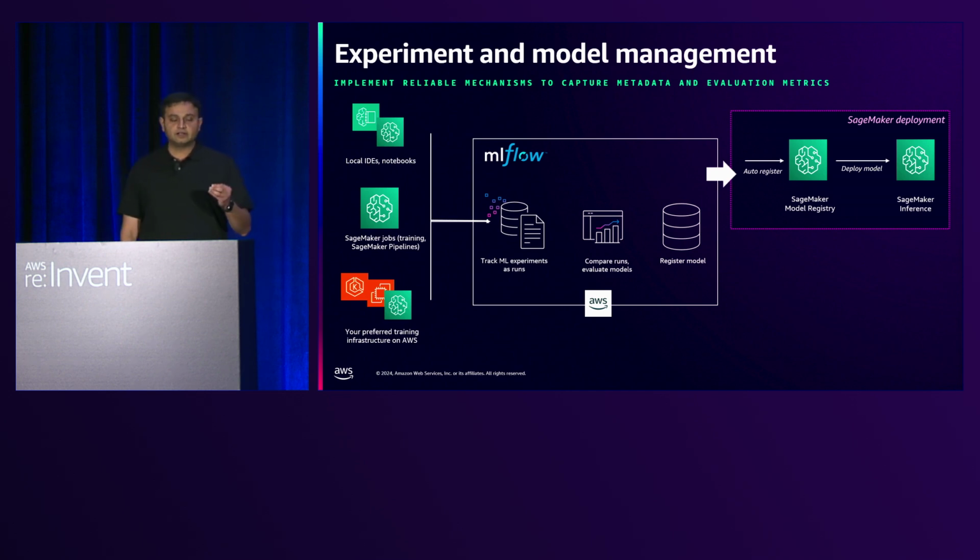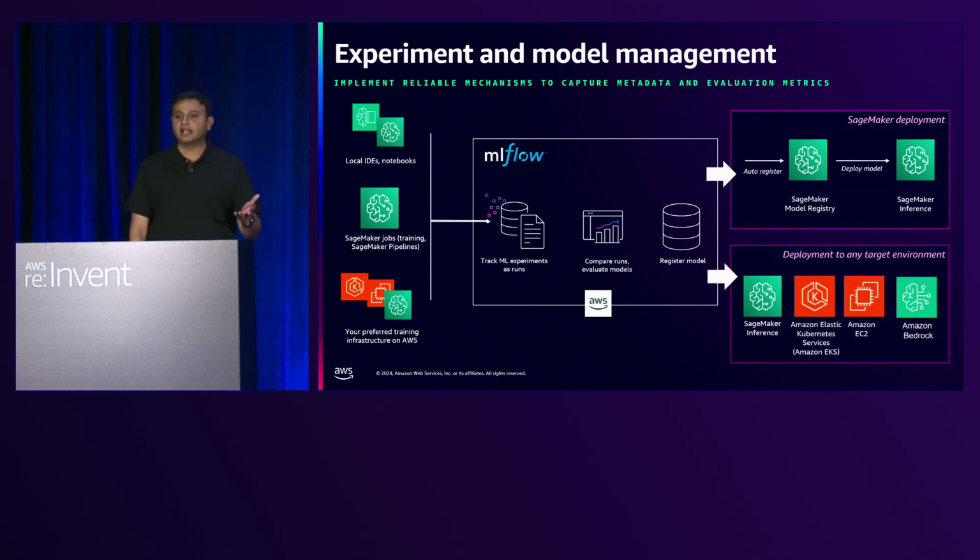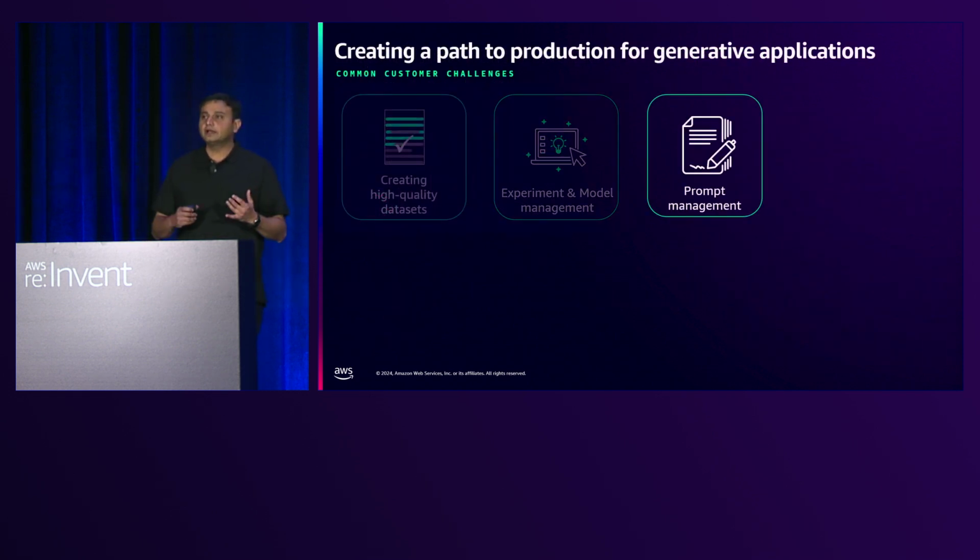Once you have evaluated the models, you can choose the right candidate model that you want to take from your development environment to staging environment. You can register that model into the MLflow model registry, which automatically gets synced into the SageMaker model registry. This makes it easy to deploy the model on SageMaker inference endpoints. And if you are using some other infrastructure for deploying your models, like EC2, EKS, or Bedrock, you can accomplish that directly from the MLflow model registry. This helps you build an automated and reliable experiment tracking system for your FMOps and GenAIOps.